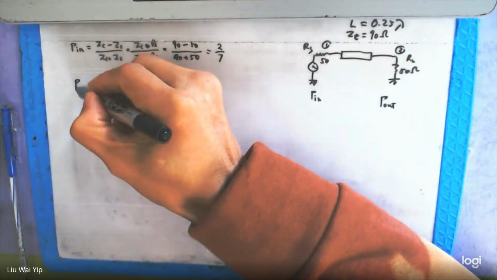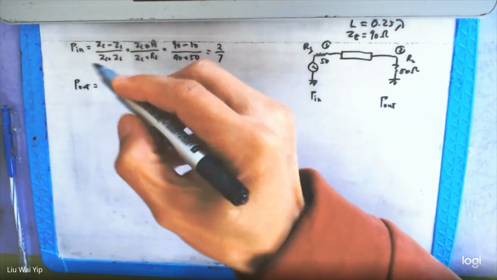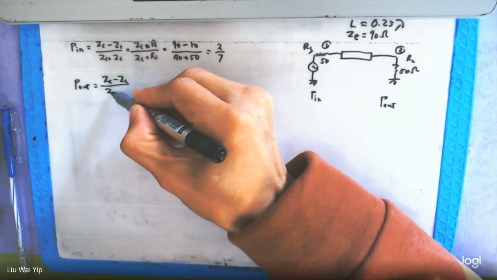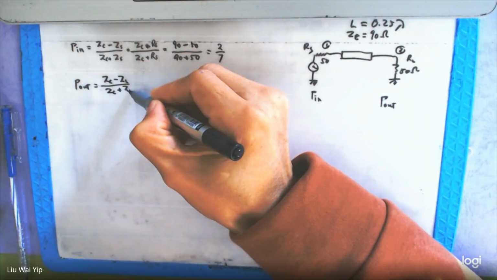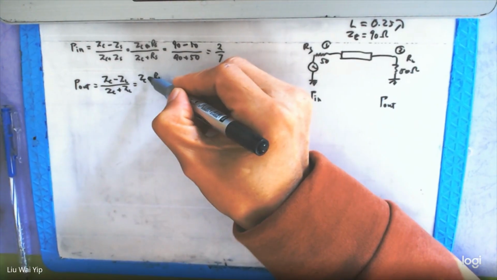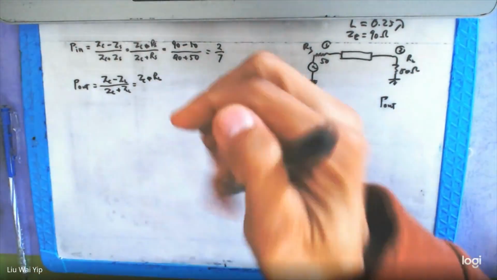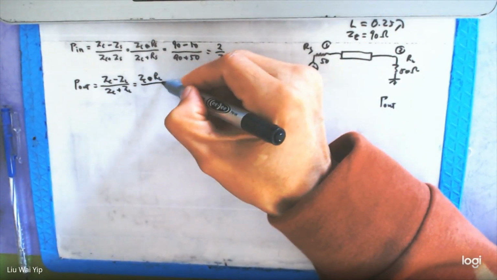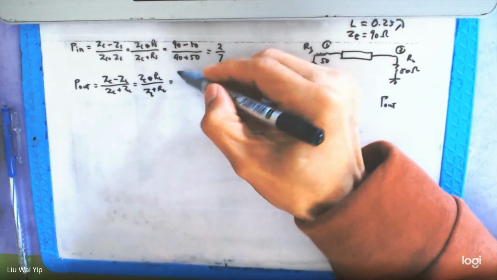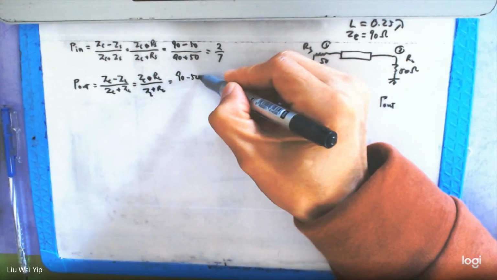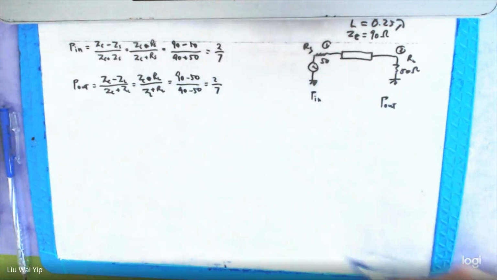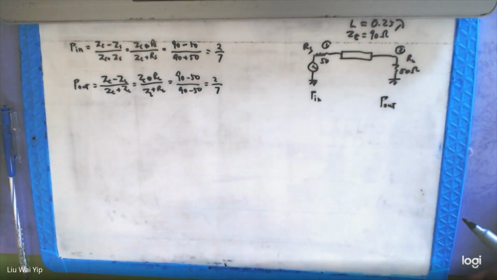And similarly, we can work out the same for the load. So 90 minus 50, I always make this mistake, minus. Over 90 plus 50, so also 2 over 7.